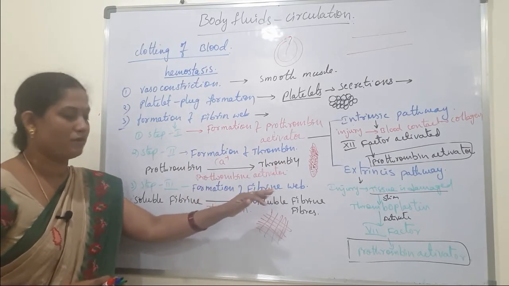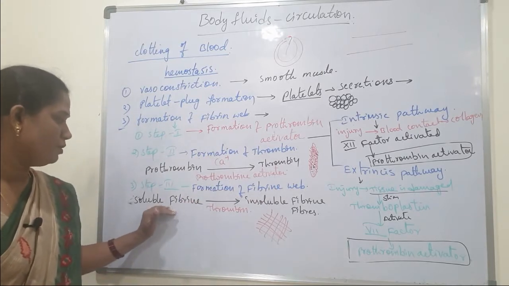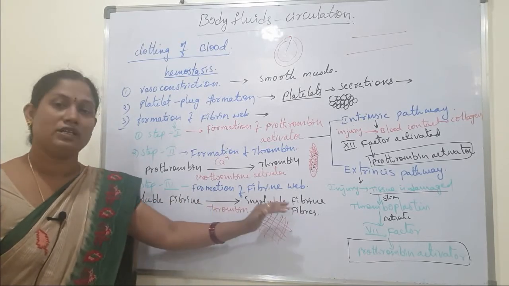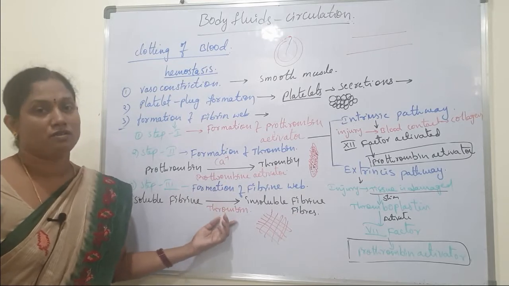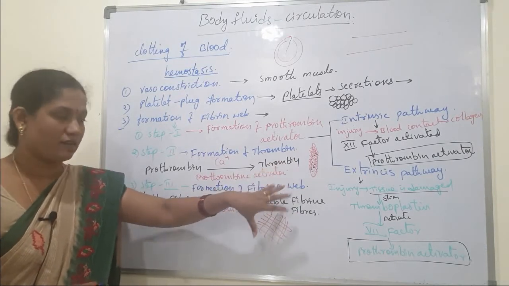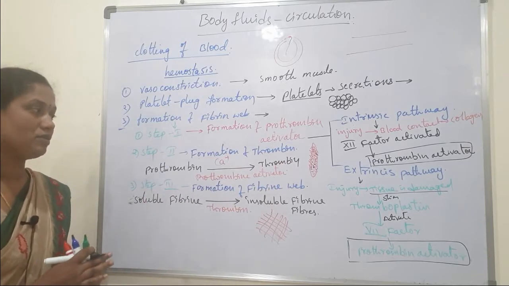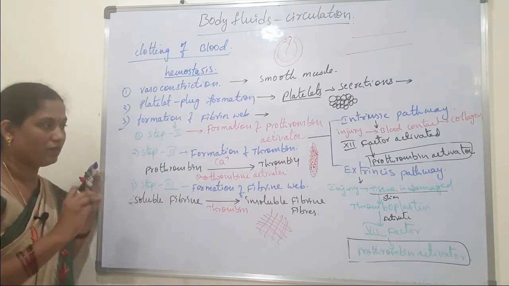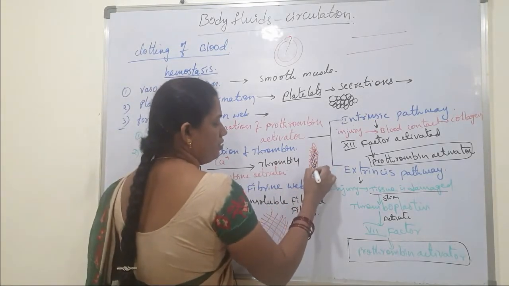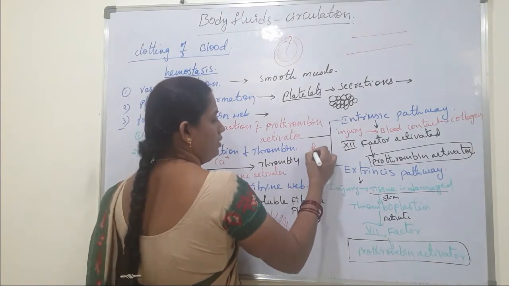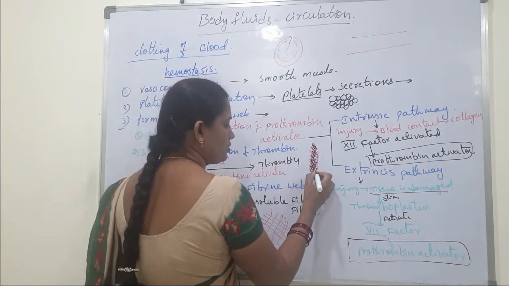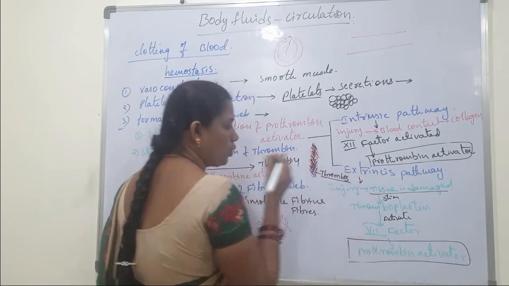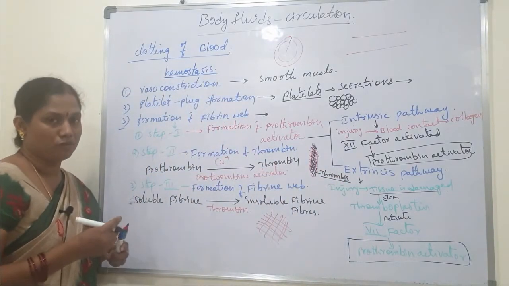Step 3, formation of fibrin web: soluble fibrin is converted into insoluble fibrin fibers in the presence of thrombin. They make a mesh or net-like pattern on the wound and completely stop the bleeding. After blood clotting, the blood cells and platelets are stuck in the mesh. This is called a thrombus. The clot of the blood is called a thrombus.